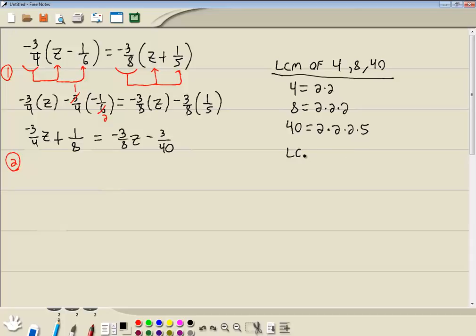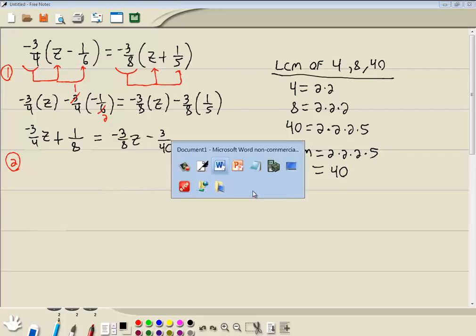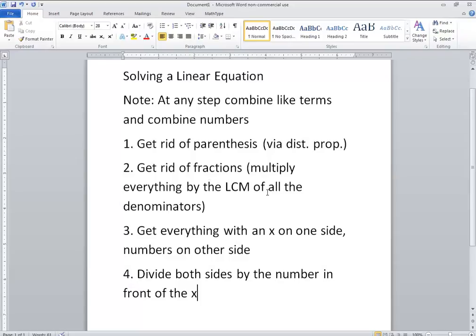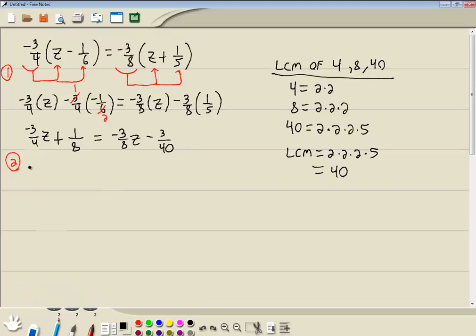Okay, so our LCM. We start with our first prime, 2. I'm looking for the greatest number of 2's in a single line. There's 2 of them here, there's 3 of them here, there's 3 of them here. So the greatest number of 2's in a single line is 3 of them. Then we go to the 5. There's no 5's here, none here, there's one 5 here. So our greatest number of 5's in a single line is 1. 2 times 2 times 2 times 5 gives us 40. And our steps say to get rid of the fractions, multiply everything by the LCM of all the denominators.